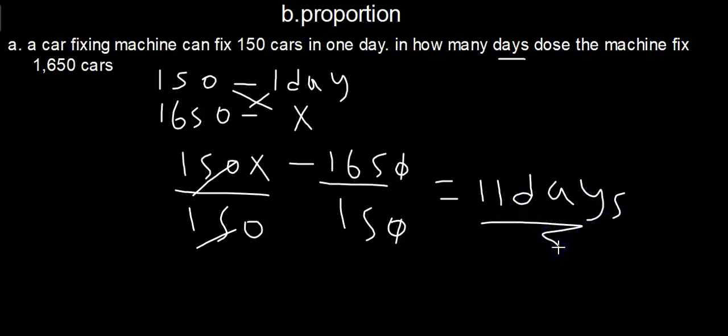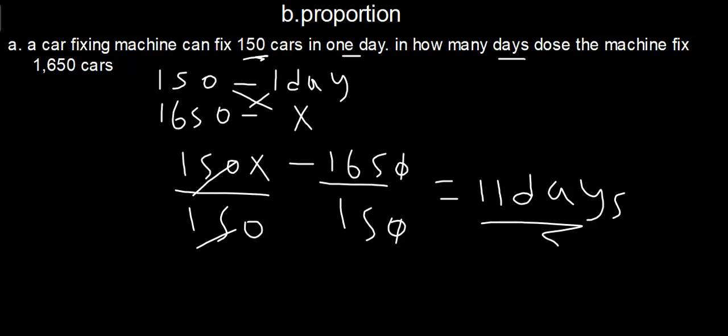So this is all you have to do when you come to this specific question. The thing you're gonna have to know when you come to the proportion is that you have to set this up. It says that a car fixing machine can fix 150 cars, so I write 150 cars, and then it says in one day. So I'm gonna say 150 equals in one day. If I'm looking for the days, I put this X in my days spot, as you can see over here. But if I was looking for the cars, I would say X over here. So that's the thing that you have to look at when it comes to the proportion.